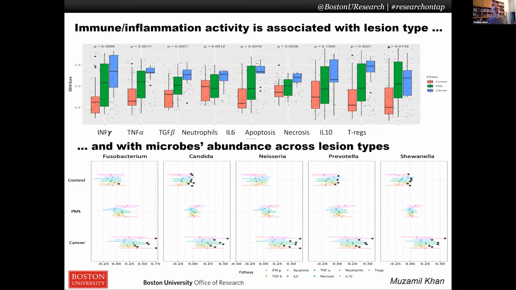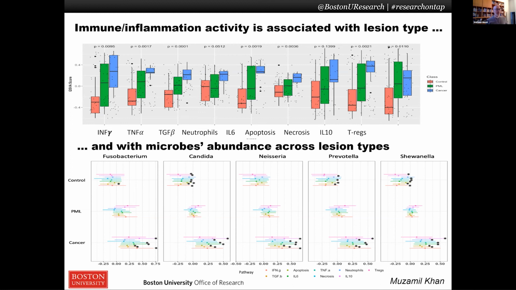On top, we show the results of what is called pathway projection analysis, which confirms that indeed inflammation and immune response is significantly associated with lesion progression, as measured by the activity of relevant pathways, including interferon gamma, IL-6, IL-10, and so forth. At the bottom, we show the abundance of several microbes previously shown to be associated with oral cancer are indeed positively associated with the activity of those same pathways, those same immune inflammation pathways. Fusobacterium, for example, is an important indicator.